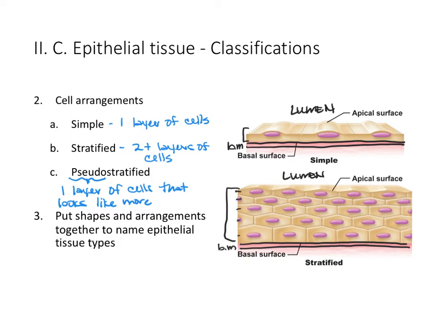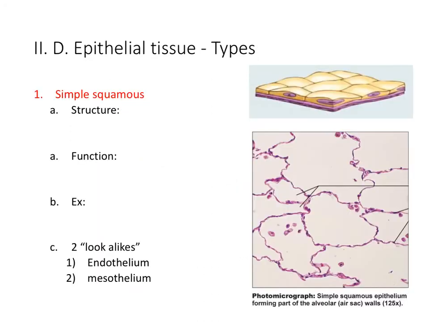All right, finally, if we put the shape and the arrangement together, we can use that to name epithelial tissue types. For example, we have simple cuboidal, we have stratified squamous, and so on. So we're going to look at the different types and see how this works. For each type of epithelium, we're going to look at first a cartoon. We're also going to look at a real picture from underneath the microscope. We're going to talk about the structure, the function, and some examples. So we're going to start with simple squamous epithelium.